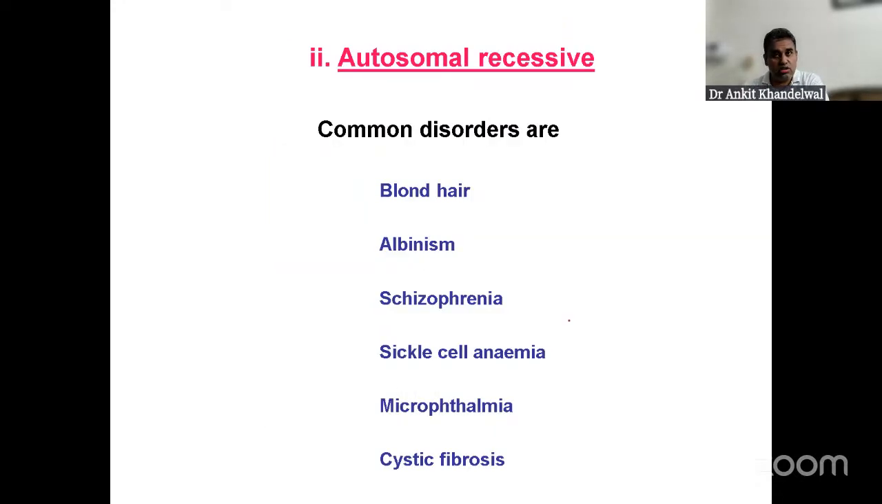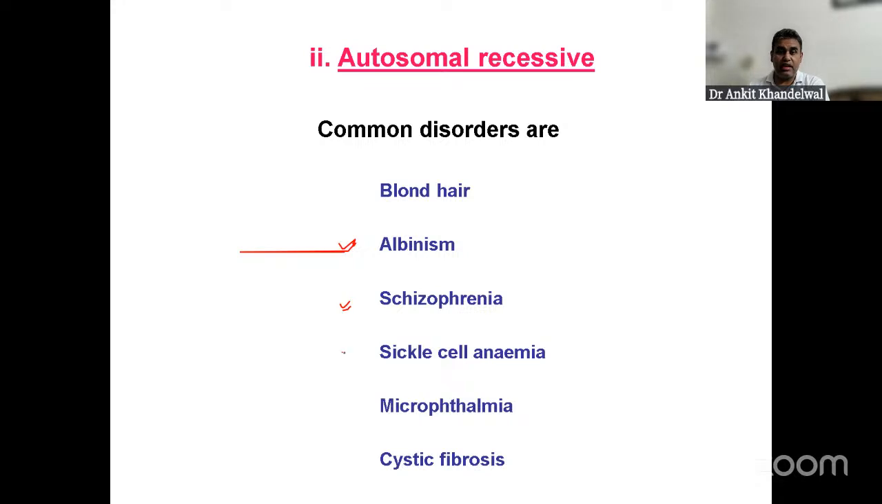Now let's come to autosomal recessive disorders. Common ones are albinism, where you see blonde hair, and schizophrenia. A lot of new movies have come out about schizophrenia. If you have some spare time, do watch movies in both the Indian film industry and the Western film industry. A lot of very good movies have been made about brain diseases like schizophrenia.